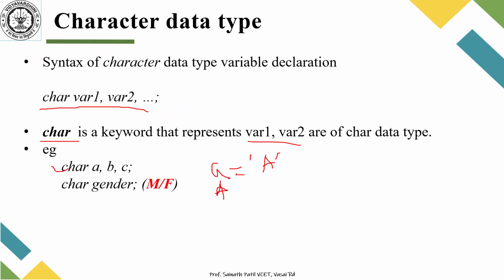Similarly, suppose I declare char gender. Now gender is the name of a character variable to which I can assign either m or f as a value.